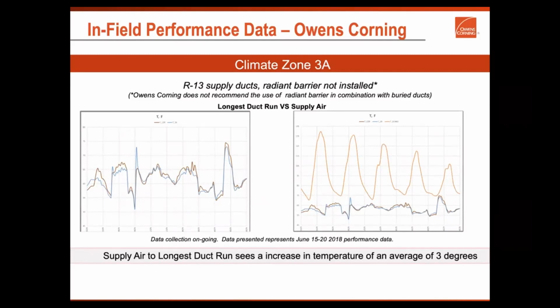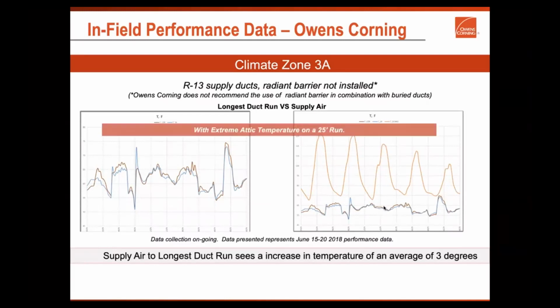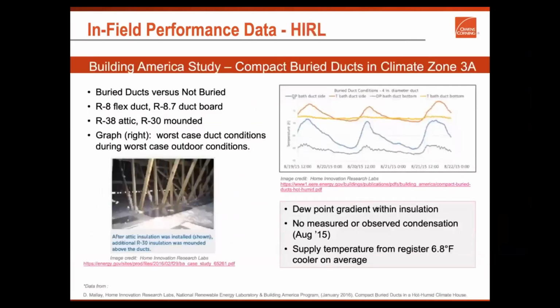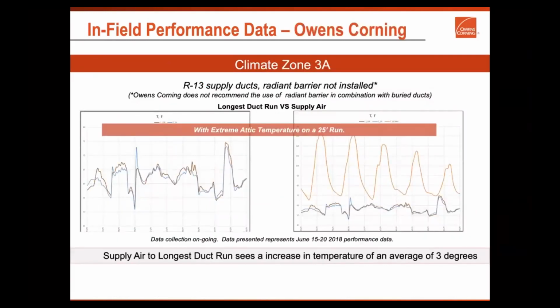And as you can see here, the blue line is the supply air, and that darker brown, much more constant, is the longest duct run. So you can see that on average, they're almost not different. On hot days, you can see that you're gaining almost 2 degrees total here. And on days like this, where it happens to be cooler, you're seeing almost no difference. So you're getting that 60 degree air coming into that room. And that's R13 supply, no radiant barrier. Yeah, I apologize, it should be 39 foot. Yeah, this is a non-radiant barrier attic.